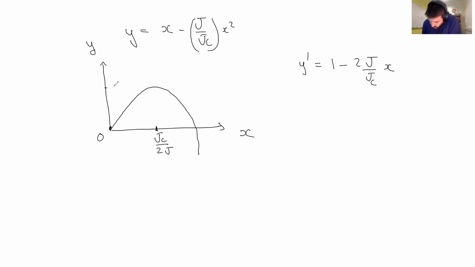And therefore the maximum is for j = jc over 2j, jc squared over 4j squared, so jc over 4j. All right, so what we have here is a barrier of energy. Remember, x is L over D, and y is F over kBT.